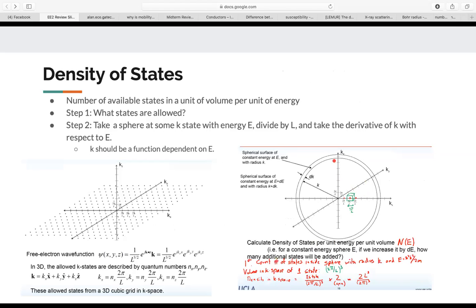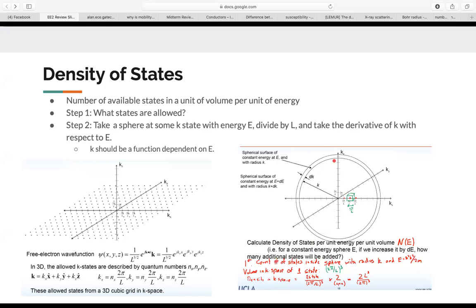So, density of states. Yeah, this one. Hopefully this one isn't too dense. It's basically the number of states available in a unit of volume per unit energy. So basically, step one, you think of what states are allowed.